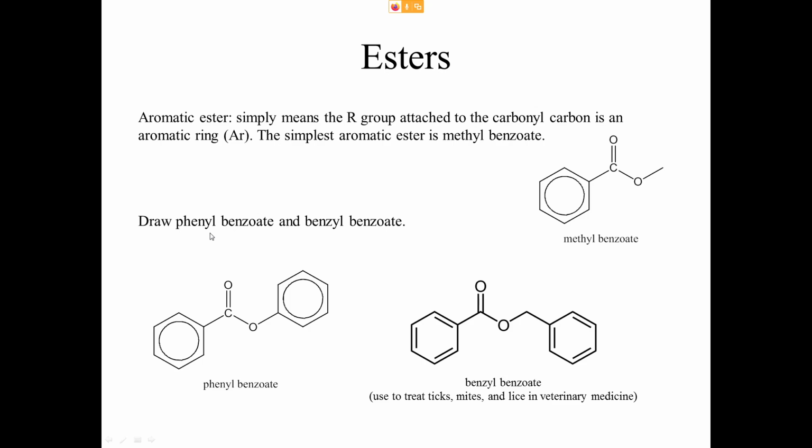So everybody got these names down? Phenyl reminds you it's just a benzene ring as a substituent. Benzyl means a benzene ring as a substituent but connected through another carbon. It's got that extra carbon in there. This is not a phenyl or a benzyl. It's benzoate. It's the parent chain. It's not a substituent.